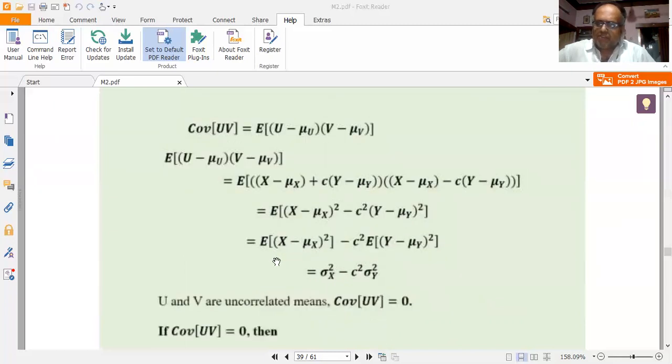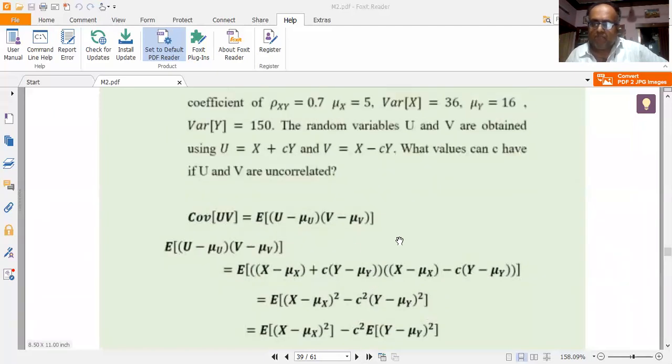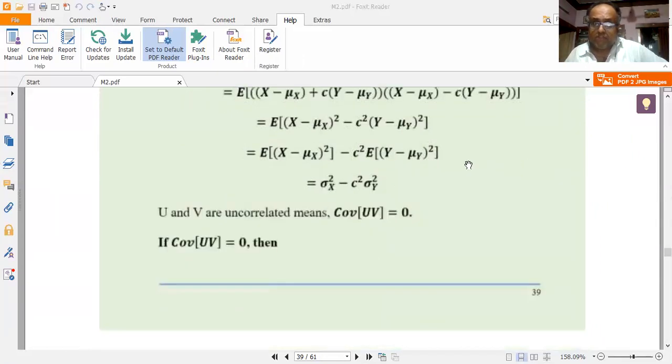But recall, what is the first term? E of (X minus mu x) the whole squared is the variance of x by definition. E of (Y minus mu y) the whole squared is by definition the variance of y, sigma y squared. So I get sigma x squared minus c squared sigma y squared. But in the problem, I have to find the value of c such that U and V are uncorrelated. If U and V are uncorrelated, it means the covariance of U and V is equal to 0. If covariance is not equal to 0, it means that U and V are correlated. If covariance is equal to 0, it means that U and V are uncorrelated.